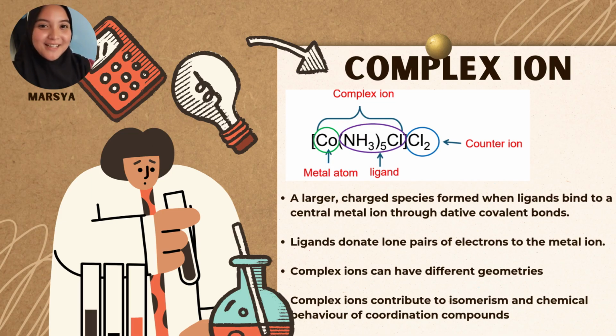Okay, let's zoom in on the complex ion itself. As you can see in the chemical formula on the screen, a complex ion is a larger, charged species. It forms when ligands, the groups shown here in the parentheses, bind to a central metal ion. What's happening at the molecular level? The ligands are acting as donors. They donate lone pairs of electrons to the metal ion, creating what we call dative covalent bonds.